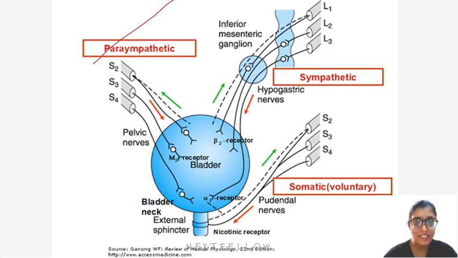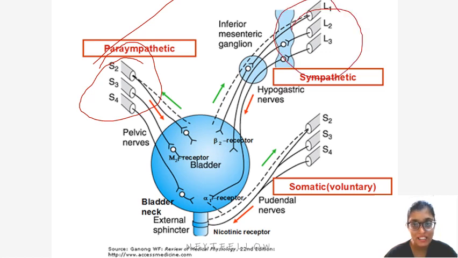The parasympathetic supply of the bladder is S2, S3, S4. The sympathetic supply comes from the inferior mesenteric ganglion, L1, L2, L3, and S2, S3, S4 contains the somatic or voluntary control of the bladder. Now, the parasympathetic system will cause micturition, and the sympathetic system will prevent micturition and will relax the bladder.